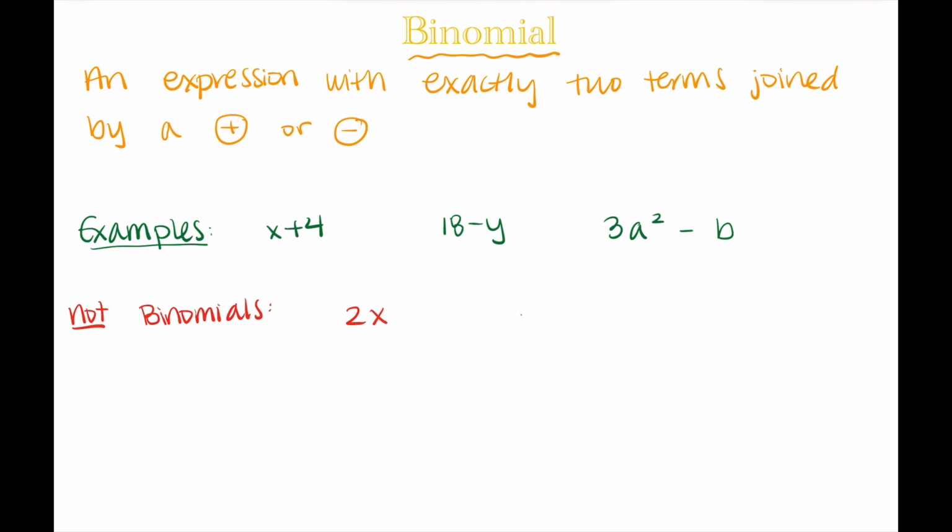Now, what would not be considered a binomial? 2x, that is just one term. Same thing with 4x squared, also just one term. And negative 5, that's just a number, only one term. So those would not be considered binomials.